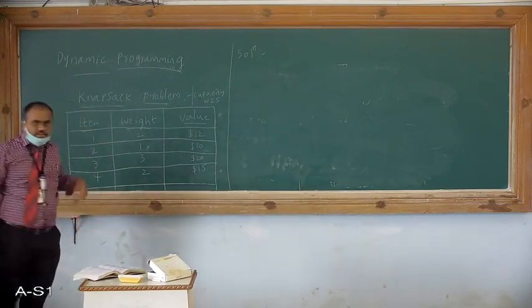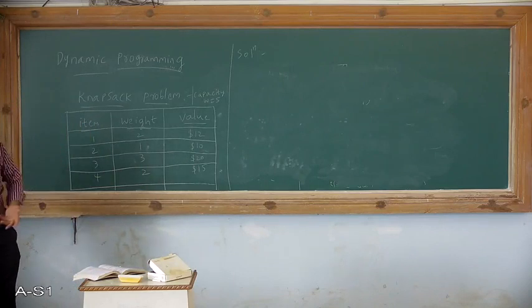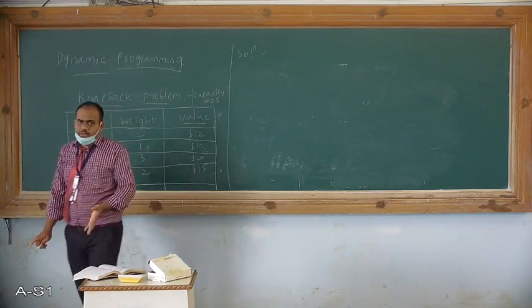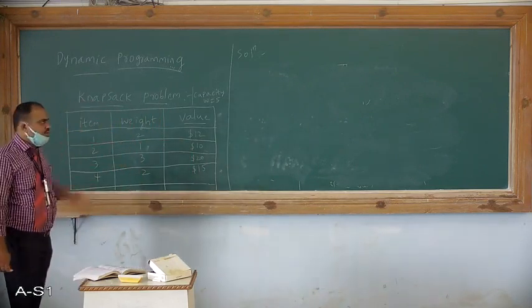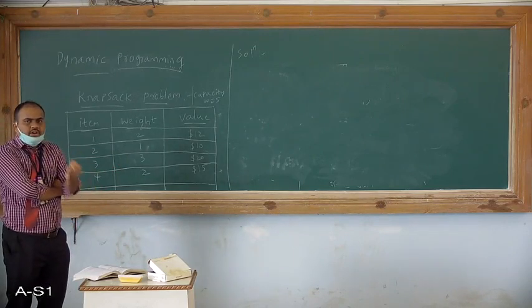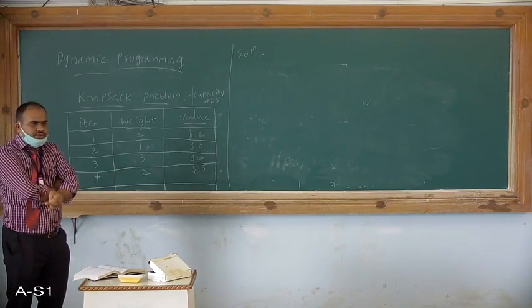So in order to get a solution, I will apply the formula. Whatever formulas we have got, the same formulas we will apply. That is, if either I is 0 or J is 0, then we will get 0. That is one formula.